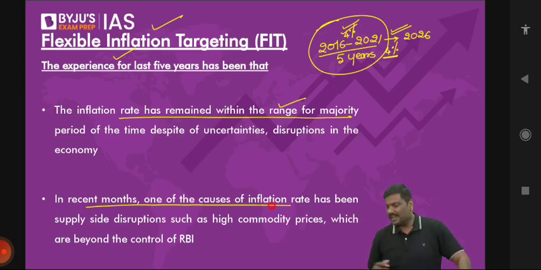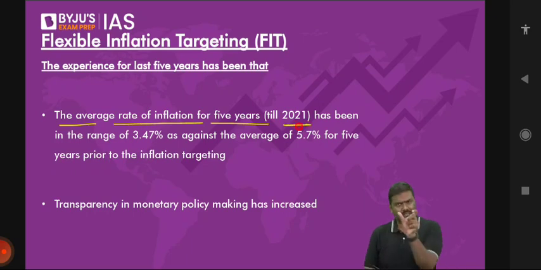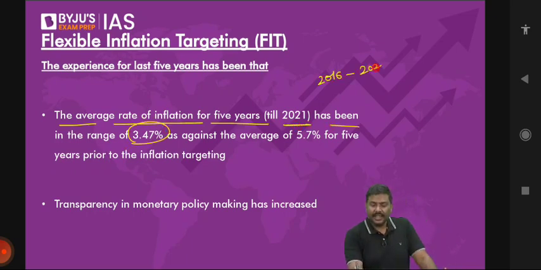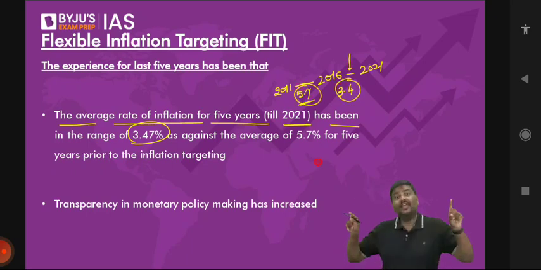Next, the average rate of inflation for the 5 years till 2021 has been in the range of 3.4%. That is, from 2016 to 2021, the average rate of inflation is 3.4%. But for the 5 years before 2016, that is 2011 to 2016, the inflation rate was in the range of 5.7%. So what you can see is that with the implementation of inflation targeting, the average inflation rate has come down. And there is now transparency in monetary policy decision making.